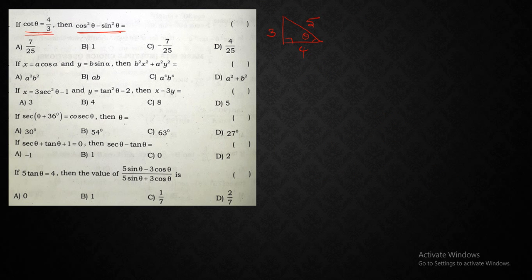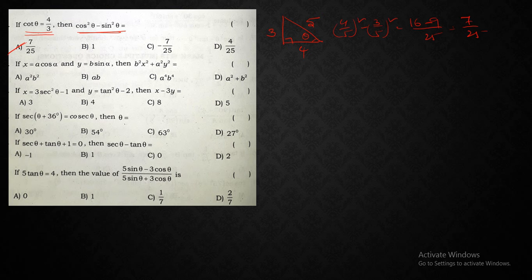Right? Next, from this, cos square theta minus sin square theta. What is cos square theta? So 4 by 5 whole square minus 3 by 5 whole square, which is 16 minus 9 by 25. What is 16 minus 9? It is nothing but 7 by 25. So the answer is 7 by 25.